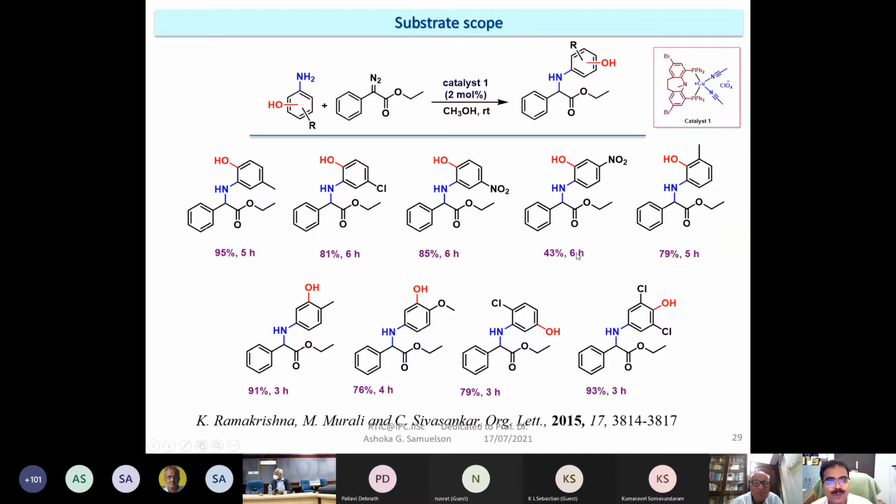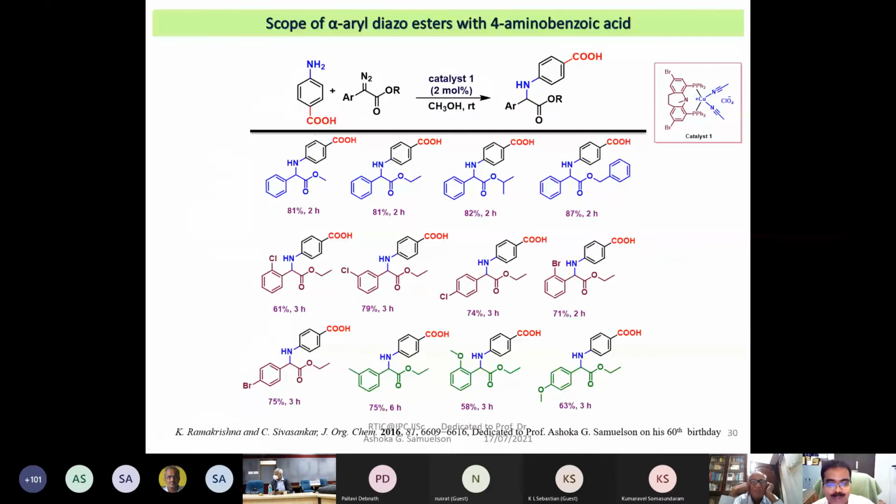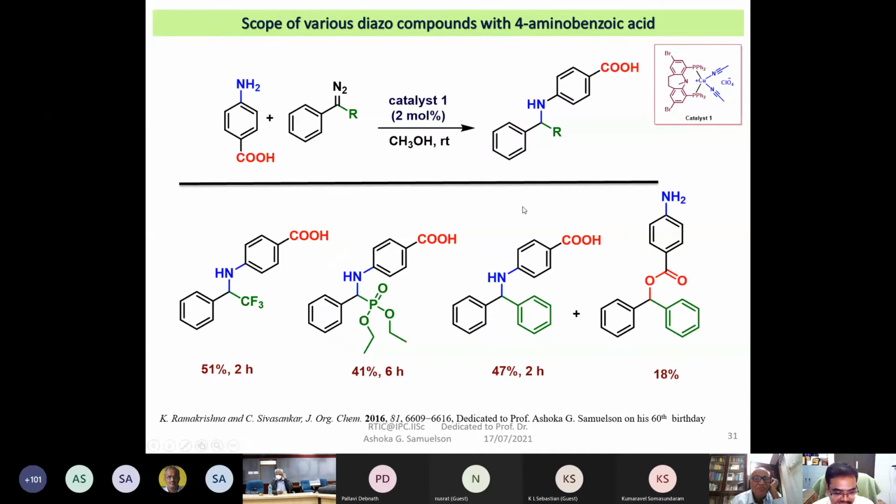Anyway, we don't have time, so I'm just showing you the overview of our results. The amino acid also we used. Here also we could get insertion only into the NH bond, not into the acid OH bond. So we could make so many examples. In fact, here phosphonates also we could introduce, and these are all somewhat biologically important systems. That's why we could publish in JOC at the time.